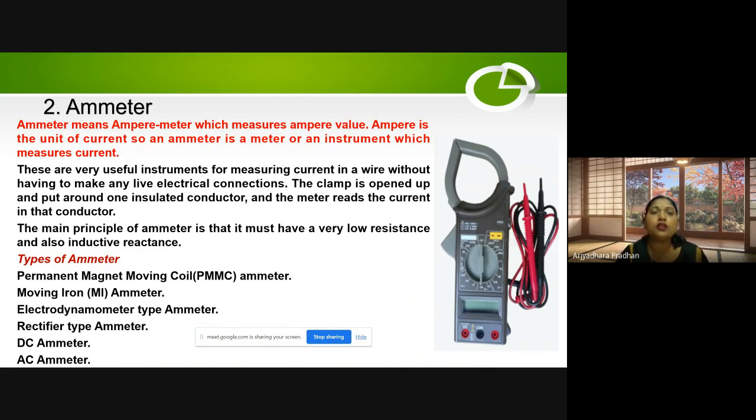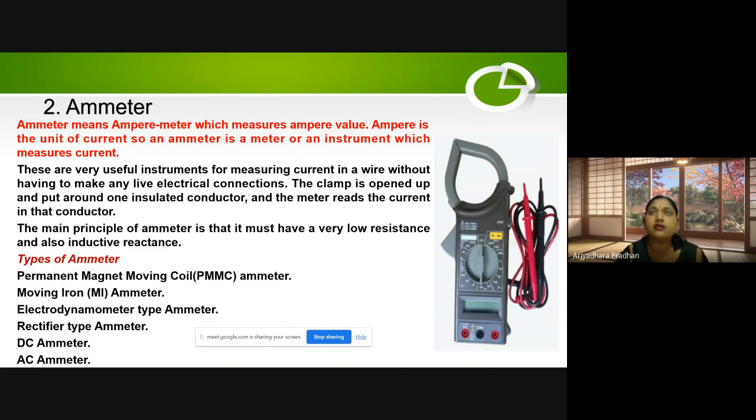The clamp is opened up and put around one insulated conductor, and the meter reads the current in that conductor. The main principle of an ammeter is that it must have very low resistance and also low inductive reactance. If the resistance is more, there will be obstruction to the flow of current and it will not show the exact reading. So it should have very low resistance, which will allow sufficient current to flow through it.